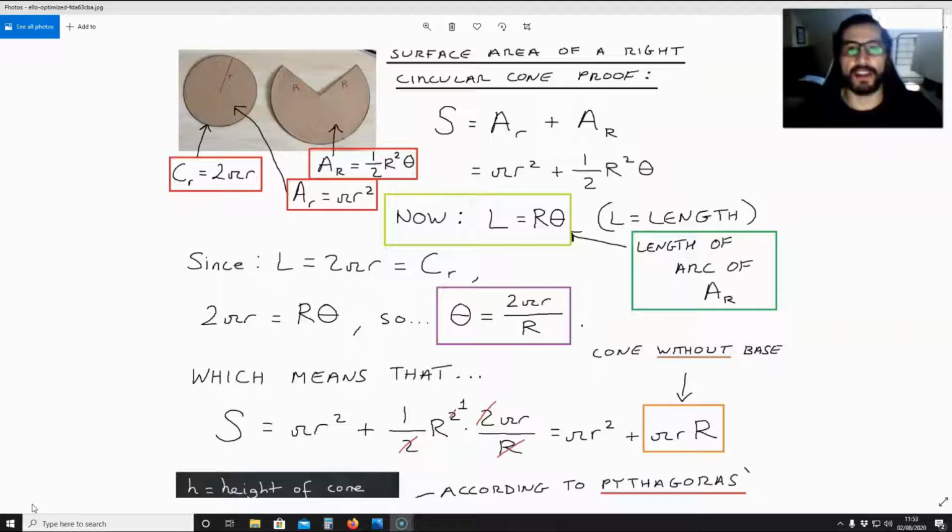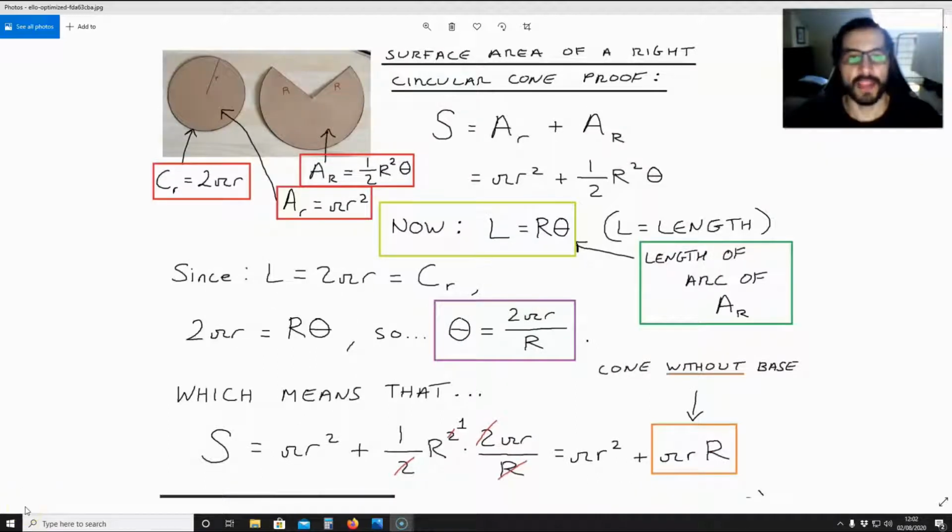Right circular cone. Now the key to getting the formula of the surface area of a right circular cone is in knowing that its base is going to have the circumference 2 pi r, that it's going to have the area pi r squared, and that the top of this cone is going to have the area half times big R squared multiplied by theta.